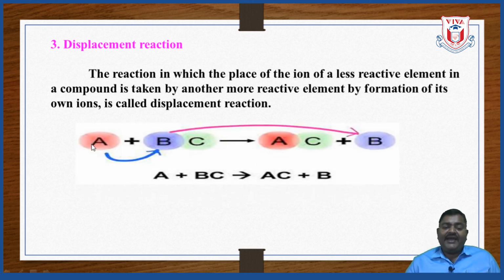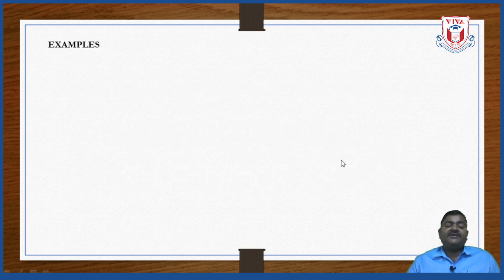इथे बघा, A is a more reactive ion, जास्त क्रियाशील आयन आहे तो, and B is a less reactive element. A is a more reactive element, B is a less reactive element. So in this reaction, A will replace B and it will form AC, and B will form a separate ion. So the equation is A plus BC gives AC plus B. Here A replaces B and forms AC and B becomes ion. We will see the example of this.